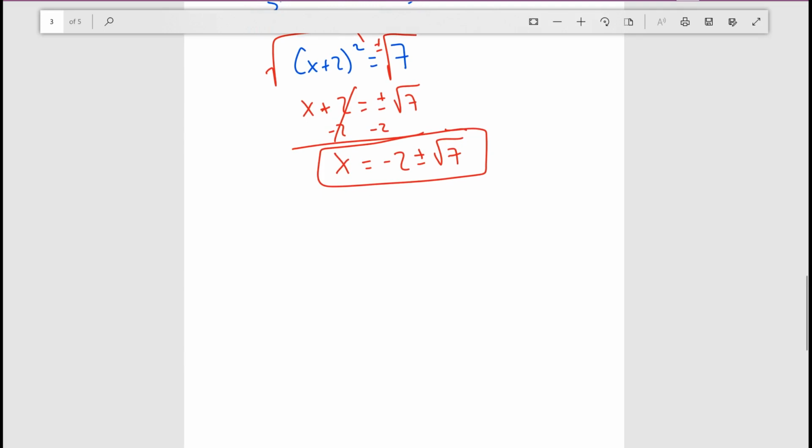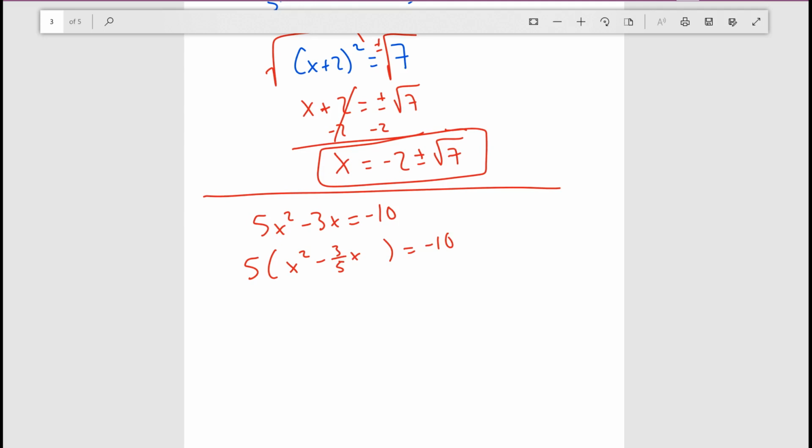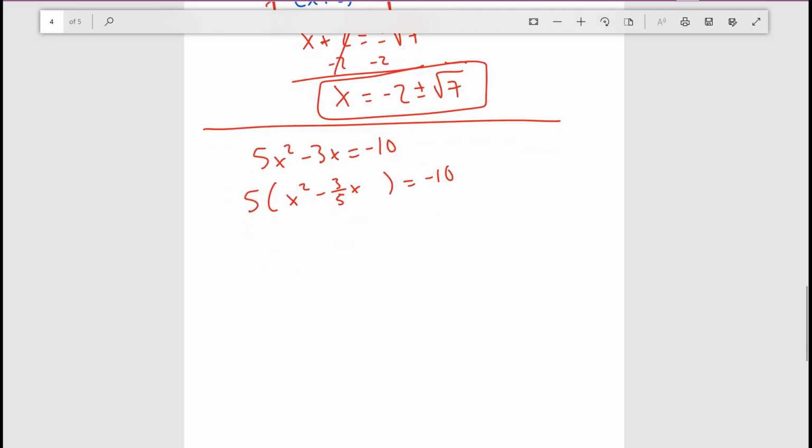Now these problems can get really, really complicated. For example, I could have done 5x squared minus 3x equals negative 10. And then you can see that I can take out a 5. And this is actually going to get really ugly really quick. So you see something that looks like this. So you can still do it. You can still divide by 2 because this is going to be my b term. You can still take negative 3/5 divided by 2 and then square it.